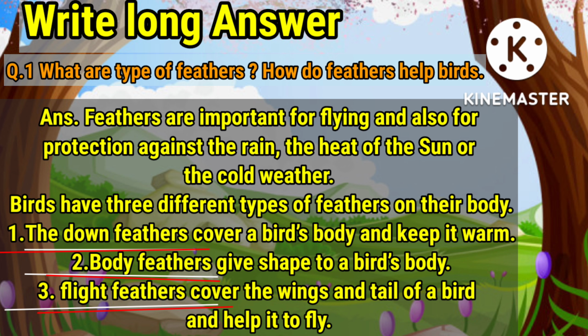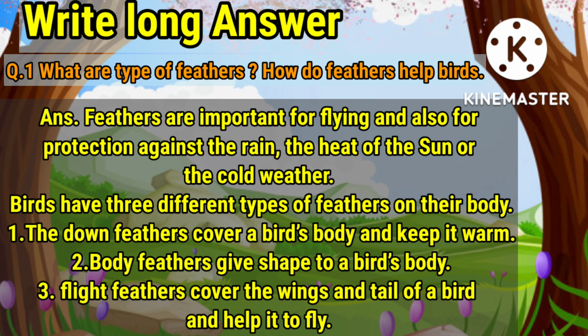Number 1, down feathers. The down feathers cover a bird's body and keep it warm. Number 2, body feathers. Body feathers give shape to the bird's body. Number 3, flight feathers. The flight feathers cover the wings and tail of a bird and help it to fly. Listen, I repeat it. Birds have 3 different types of feathers on their body. Number 1, the down feather. Number 2, the body feather. Number 3, the flight feather.